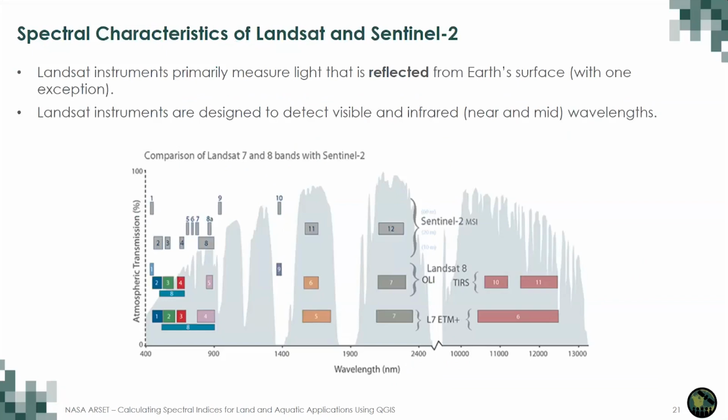Here, you can see the comparison of the bands of Landsat 7, 8, and 9, and Sentinel-2. So for Landsat 8 and 9, for example, those sensors have 11 bands or wavelength ranges where data is collected. The band number and the corresponding portion of the electromagnetic spectrum are shown here. Band 2 is the blue, band 3 is the green, band 4 is the red, and so on. The gray parts of this figure are called the atmospheric windows, where the satellite can actually collect reflected energy from the ground.